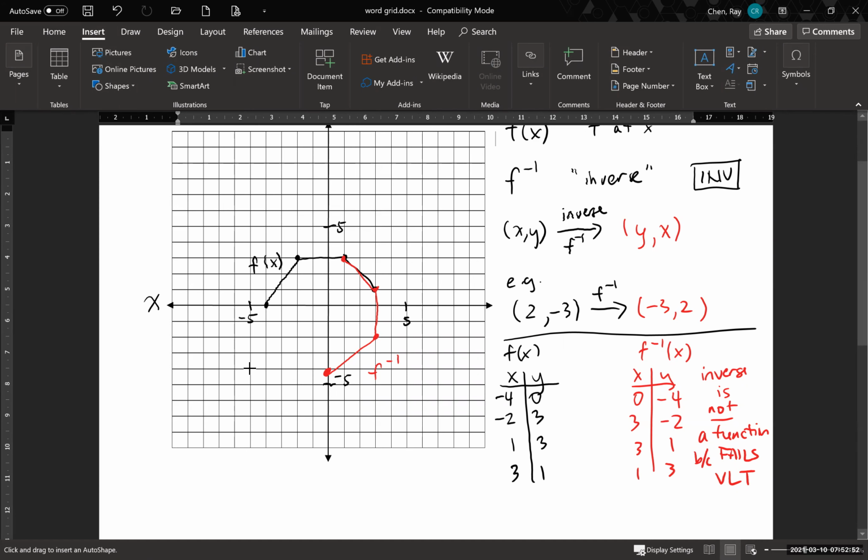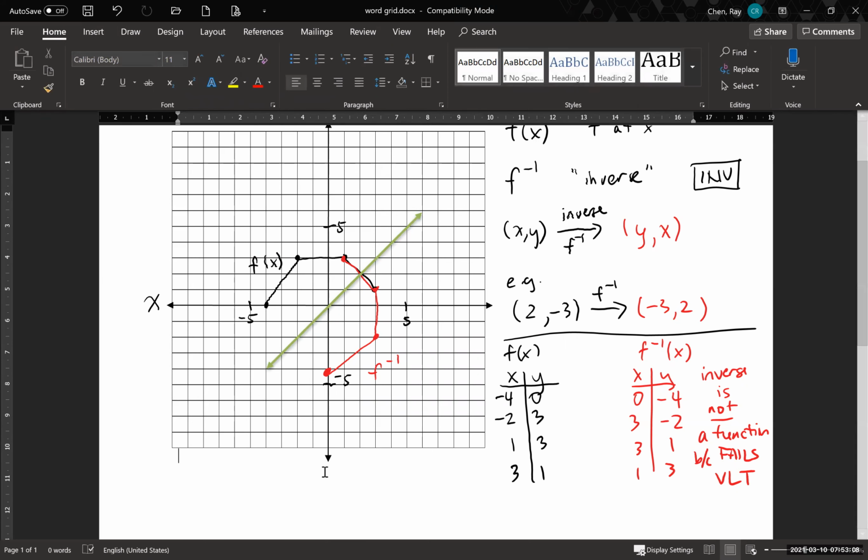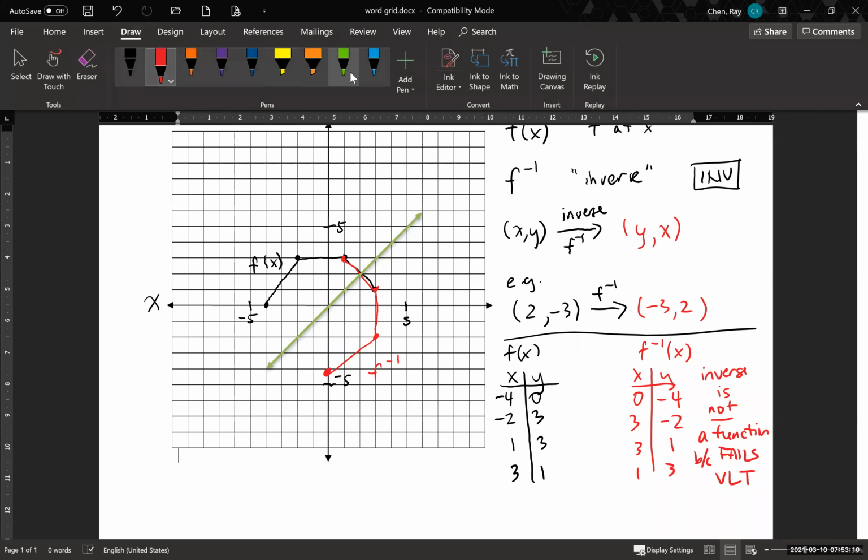And let's just start over here, like so. And let's just change the color so it stands out a little bit. This green line that I've drawn, I think a lot of you realize, it seems to be that the inverse is a reflection across the y equals x line.